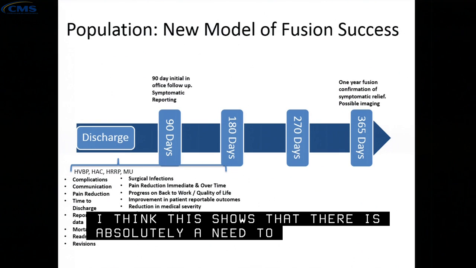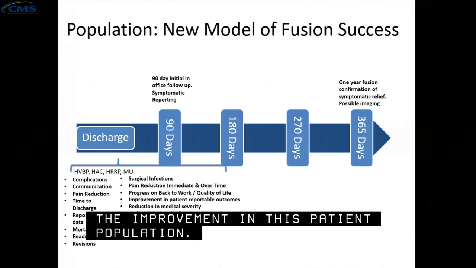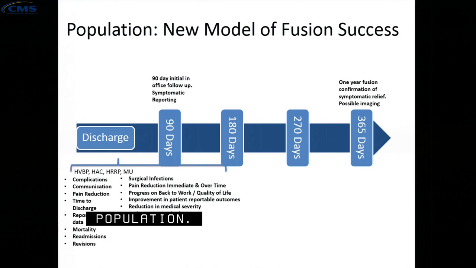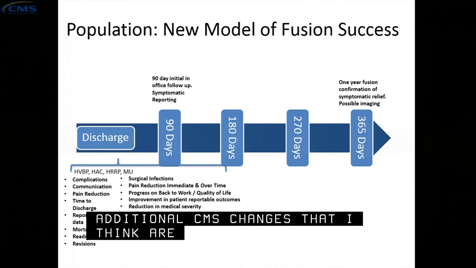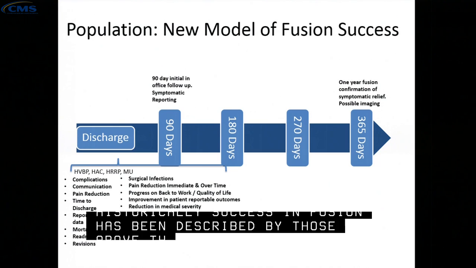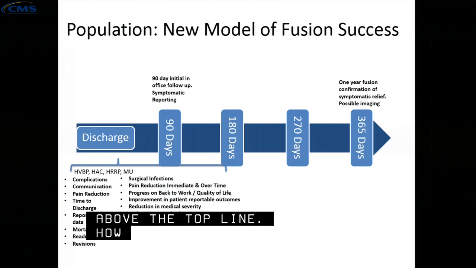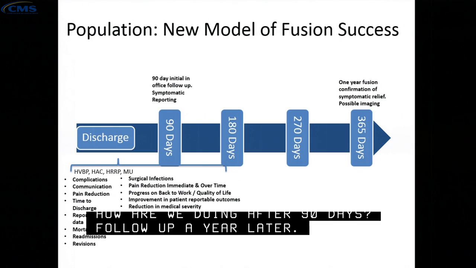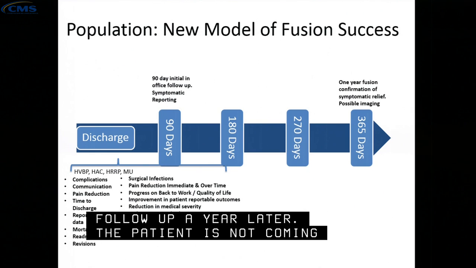Additional CMS changes that I think are important to make note of. Historically, success in fusion has been defined by those that are above the top line. So you're looking at patient fusion, discharge, check up at 90 days. Hey, how we doing, right? Follow up a year later. The patient is not coming in basically to say, I need fusion, right? What they're asking for is symptomatic relief.